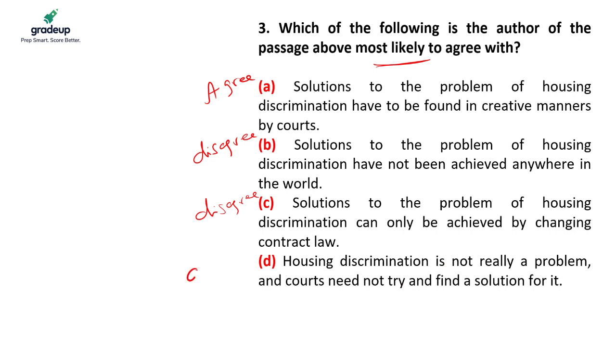Housing discrimination is not really a problem, and the courts need not try to find a solution for it. He will not agree with that. He says the courts have to find a solution also. They have to be creative, he says, within the ambit of the current law. You don't want a new law also. So you'll agree with 3A. Right, then let's go to the next question.